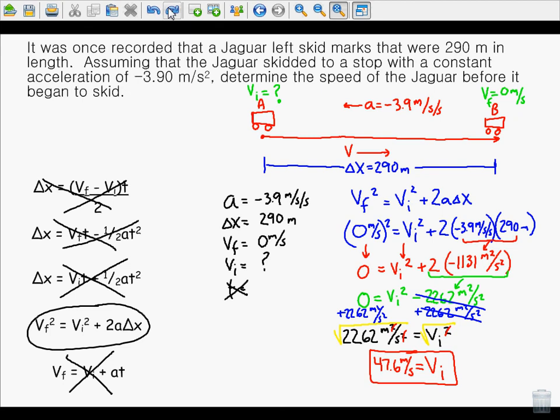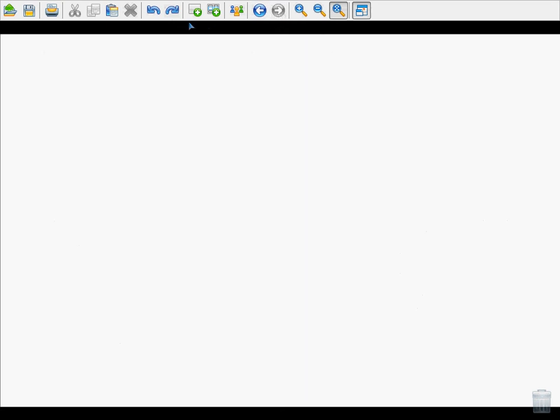So the car, before it began skidding to a stop, with a negative acceleration of 3.9 meters per second squared, was traveling 47.6 meters per second. Now some of you may be saying, okay, is that fast? Is it slow? It sounds fast, but how fast is that? So let's go ahead and solve for what that is in the English system. So 47.6 meters per second, I'm going to rewrite this, and that equals how many miles per hour.